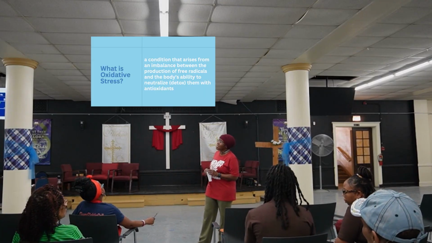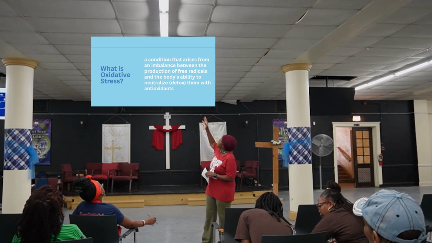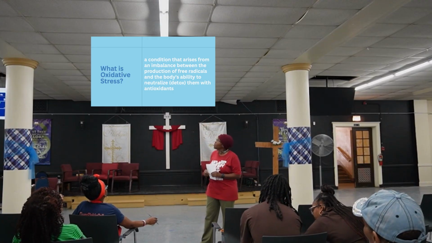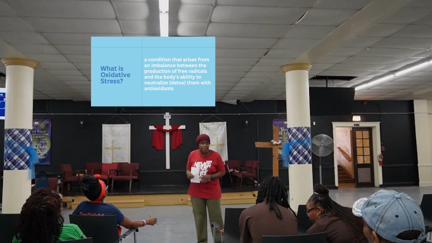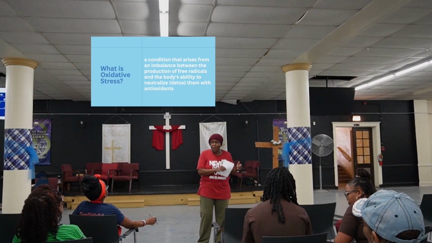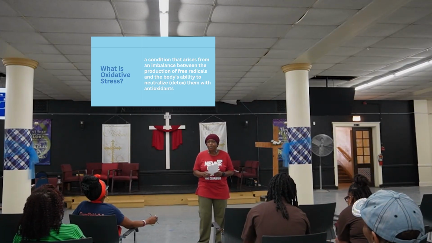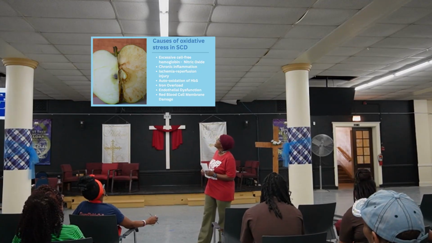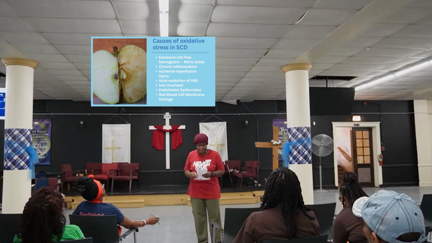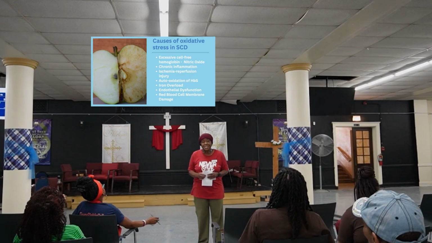So what is oxidative stress? When you look at this definition, it is an imbalance. We've heard the term free radicals before. It's an imbalance of free radicals and the body's inability to neutralize those free radicals. So that's what oxidative stress is. Next slide, please. This browning apple is an example of oxidative stress. It's an example of oxidation.